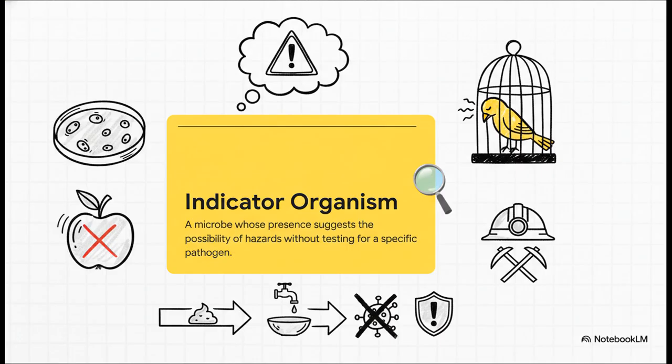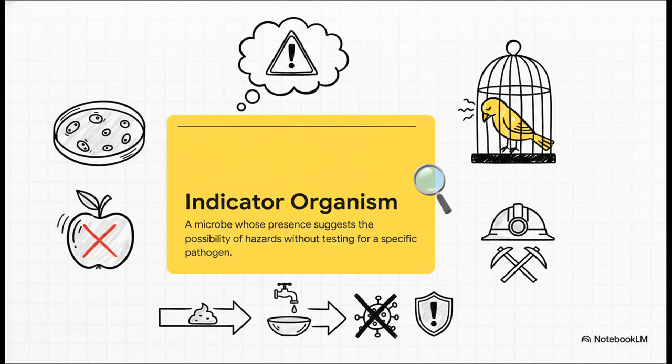The classic analogy is the canary in a coal mine. The canary getting sick doesn't tell the miners exactly which gas is leaking, but it screams at them that the conditions are dangerous. It's the same idea here. Finding an indicator doesn't automatically mean a specific pathogen is present, but it's a huge red flag that the conditions that allow pathogens to thrive, like poor sanitation or contamination, have happened.